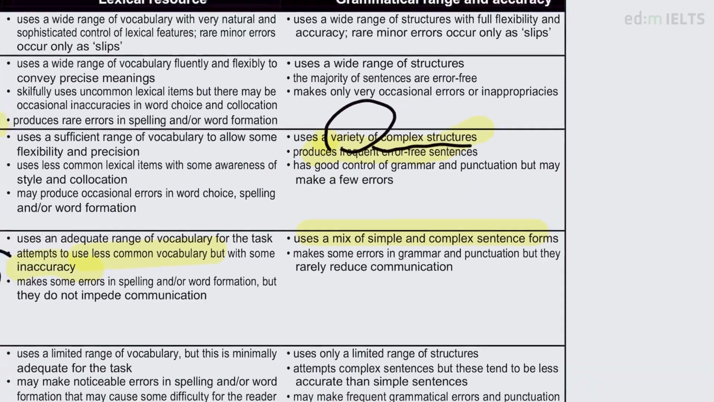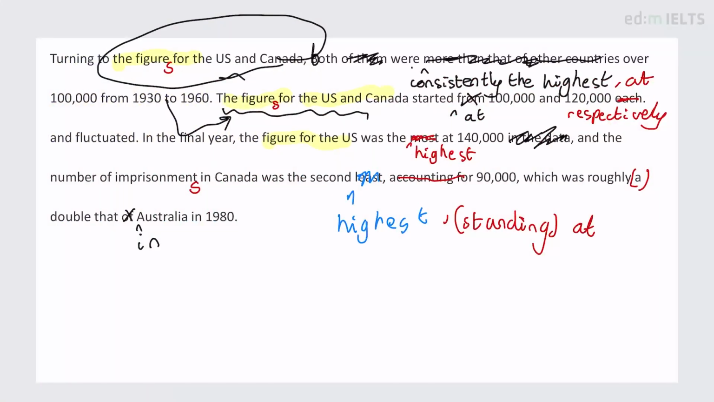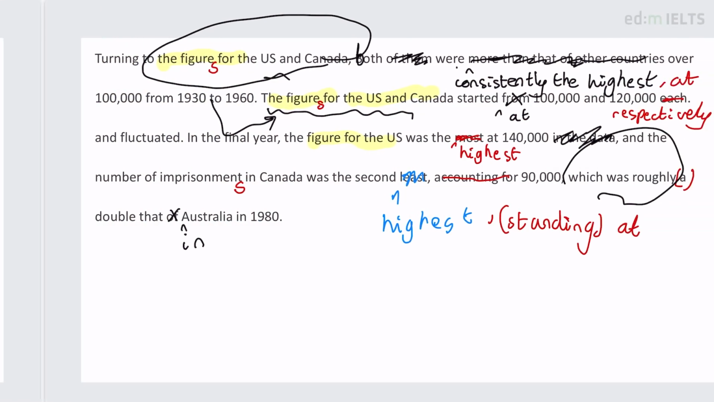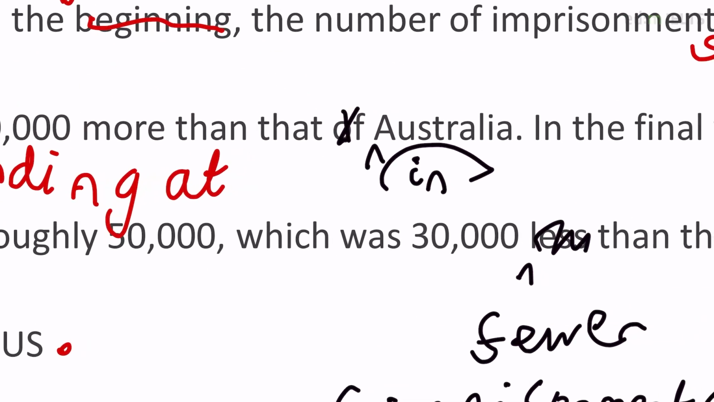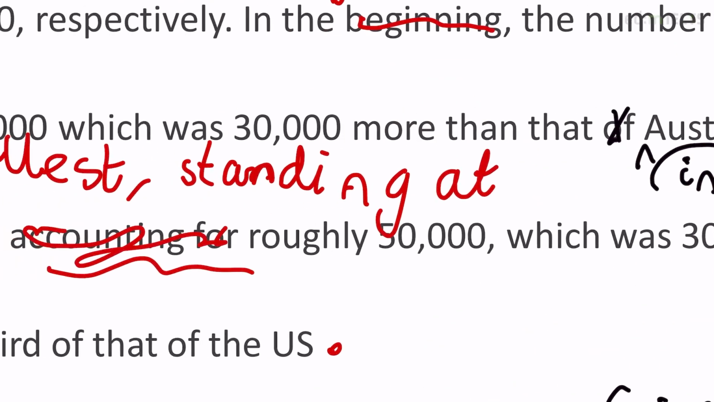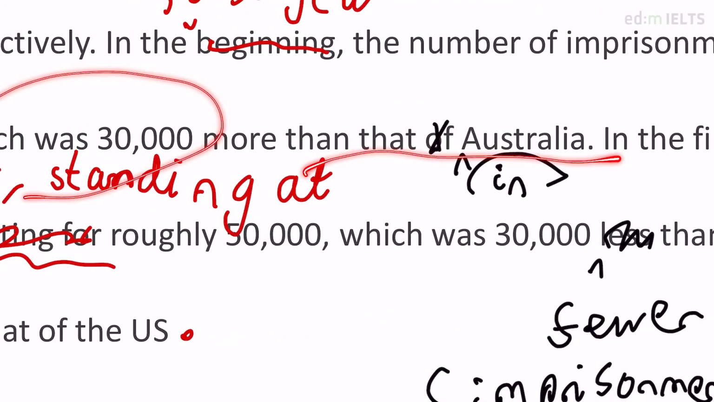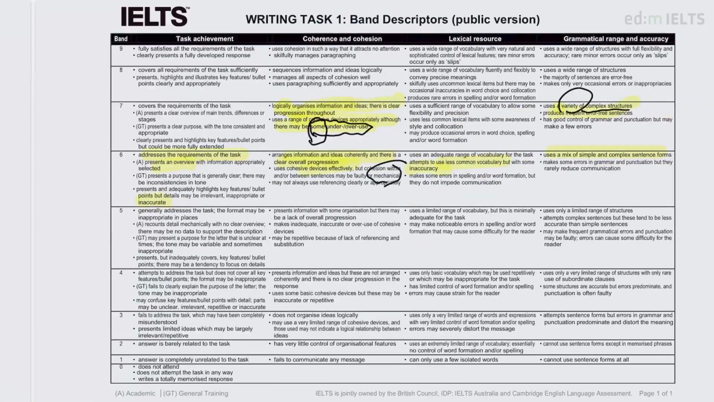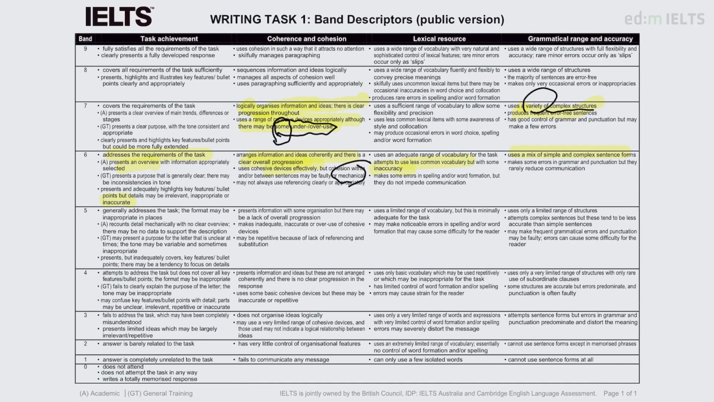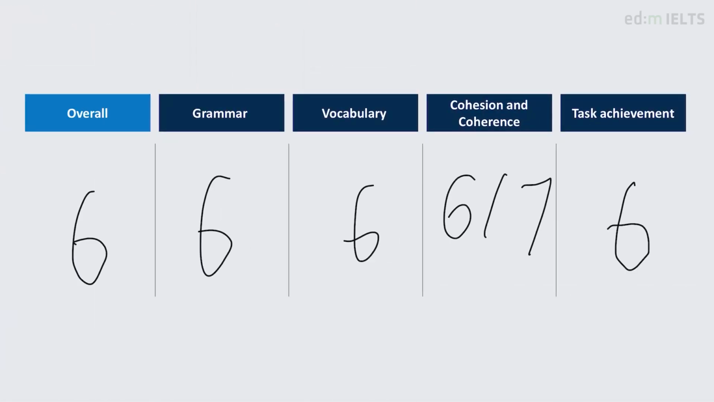We talked about the overuse of certain structures, like which was, and again, which was, then that's of, which was, blah, blah, that's of. It's quite reliant on the same structures to produce this relatively error-free writing. So these are the overall scores. It would end up with an overall score of 6, regardless of whether I give 6 or 7 for cohesion and coherence.